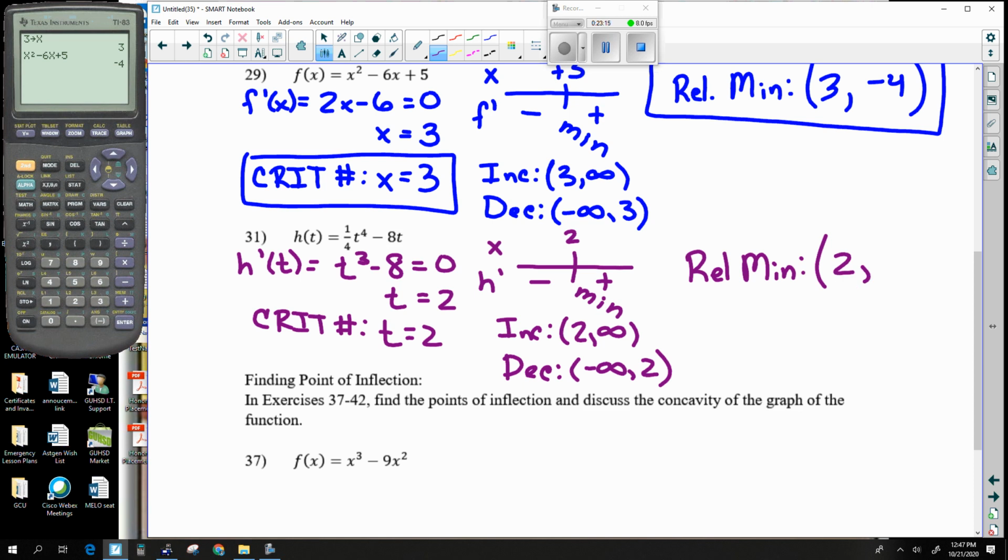Match this up with the y coordinate. So when x is equal to 2, my y coordinate is going to be -12.